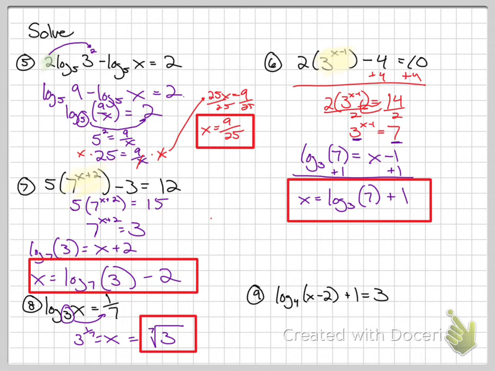Number 9, get the log alone first. So when you have more than one real number, you need to get them all on the same side. So minus 1. Minus 1, and I get 2. Then change it to an exponent problem. 4 squared equals x minus 2. That's 16 equals x minus 2. Add 2, and x equals 18.